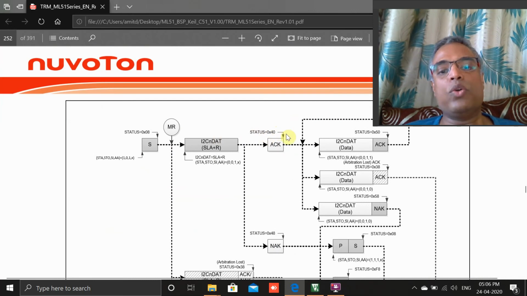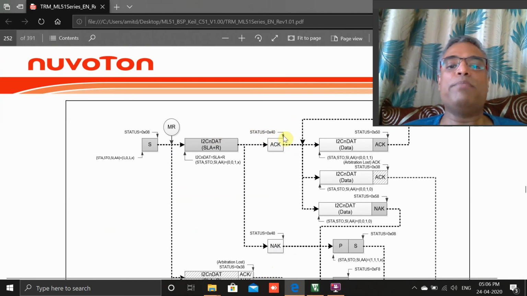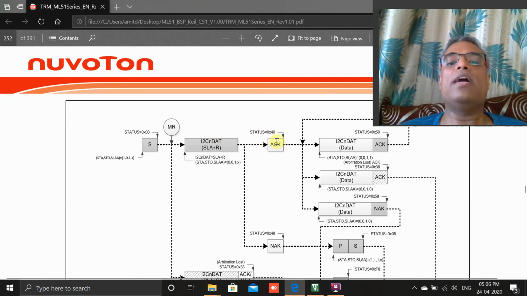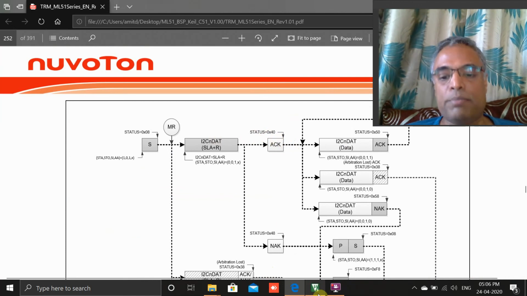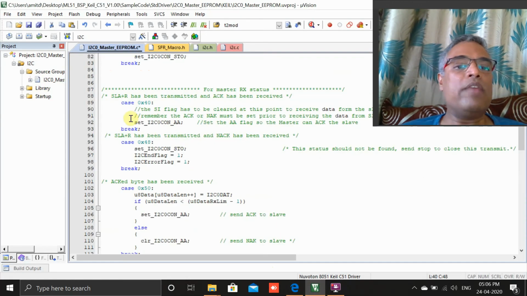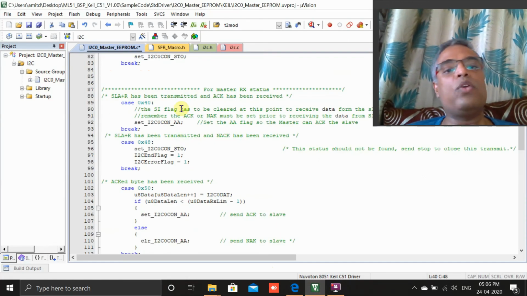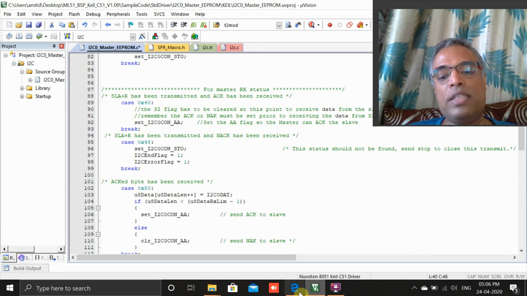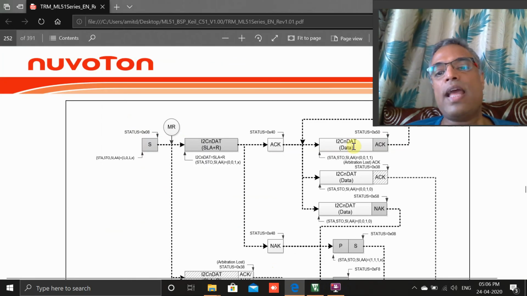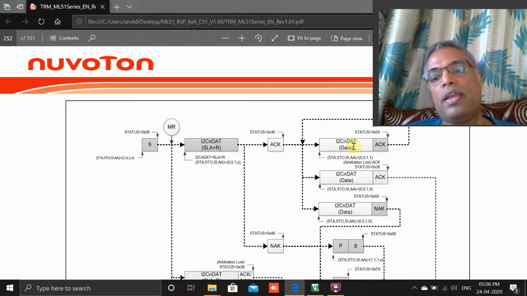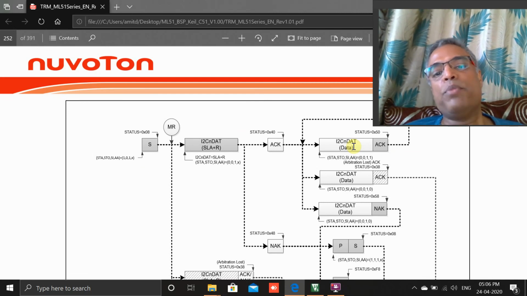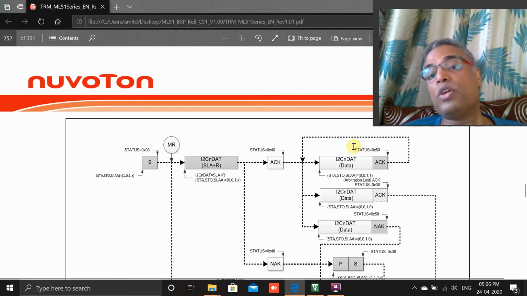I'm going to get a status code of either 40H or 48H based on whether I receive an ACK or a NACK. So if I get 40H, then I know that I have received an ACK. So what happens if I receive an ACK? When I receive an ACK, I simply put data into the I2C DAT register. Oh, I'm sorry, we are reading.